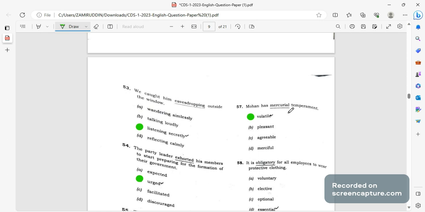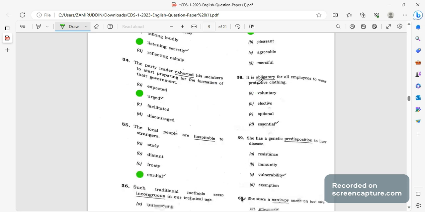Mohan has a mercurial temperament. Volatile will be the right answer. I'm not able to explain properly, but the answer is volatile. Mohan has a volatile temperament. It is obligatory, it is essential for all the employees to wear protective clothing.